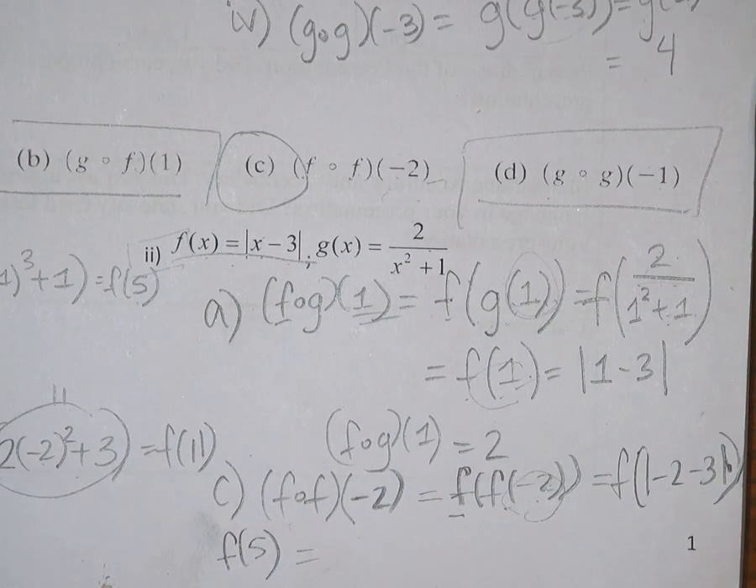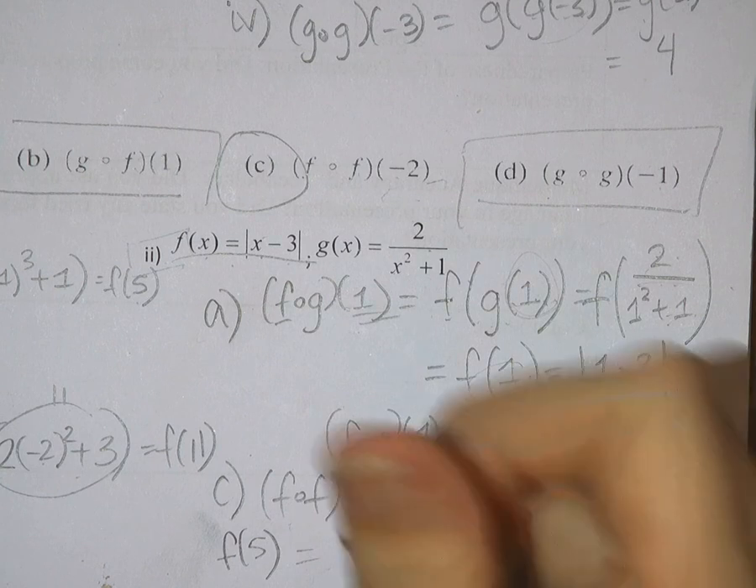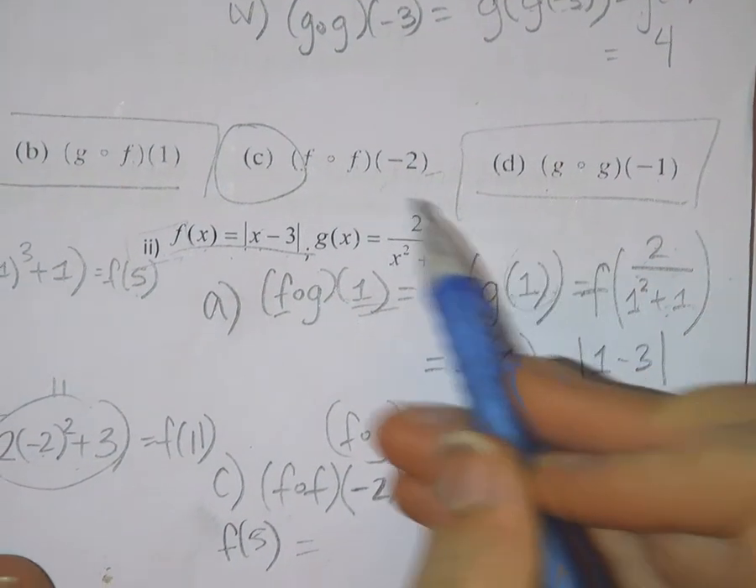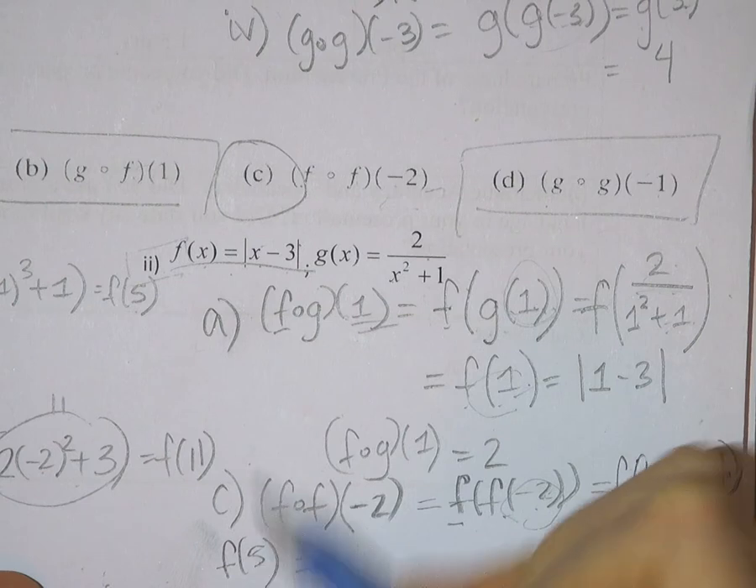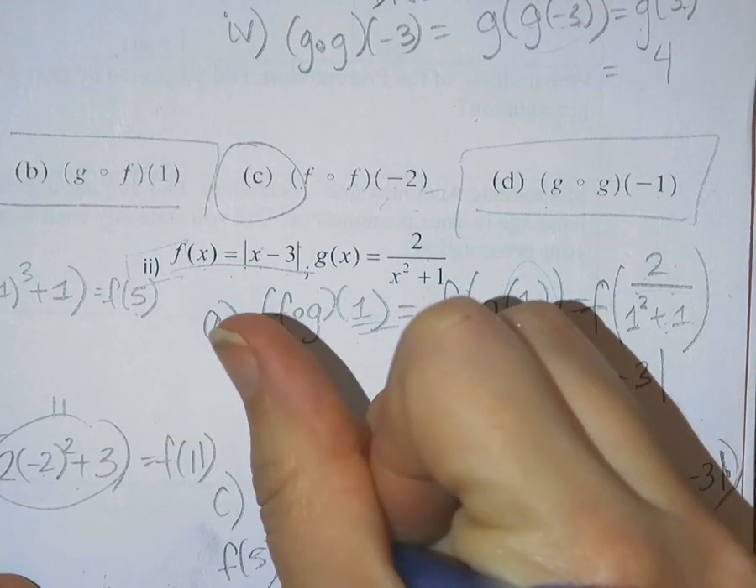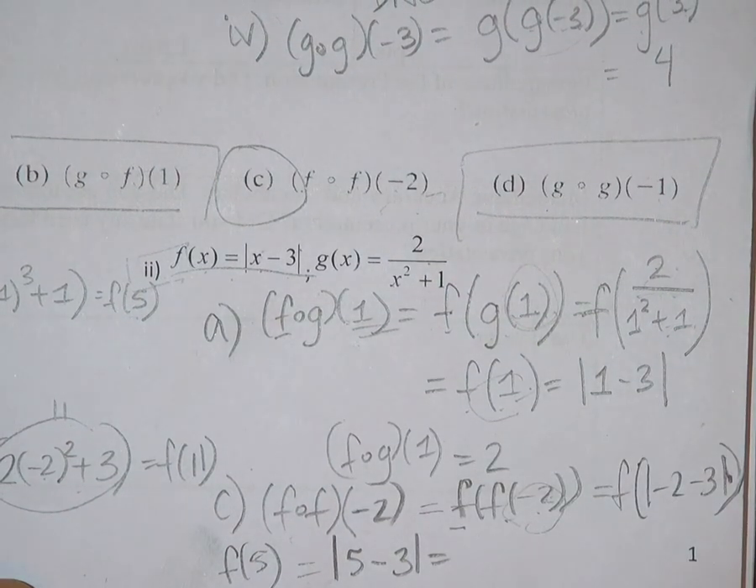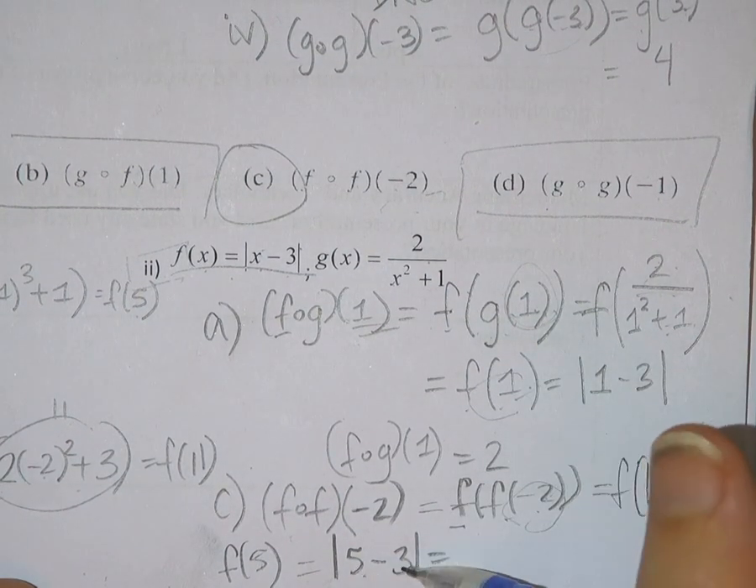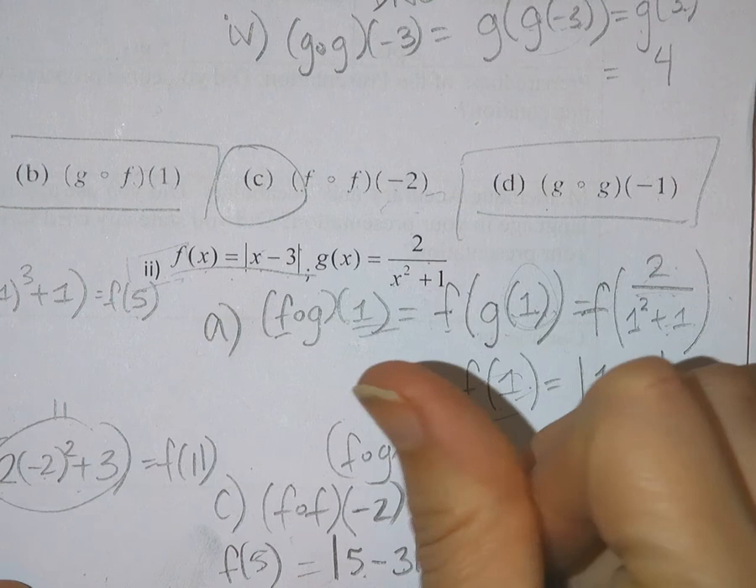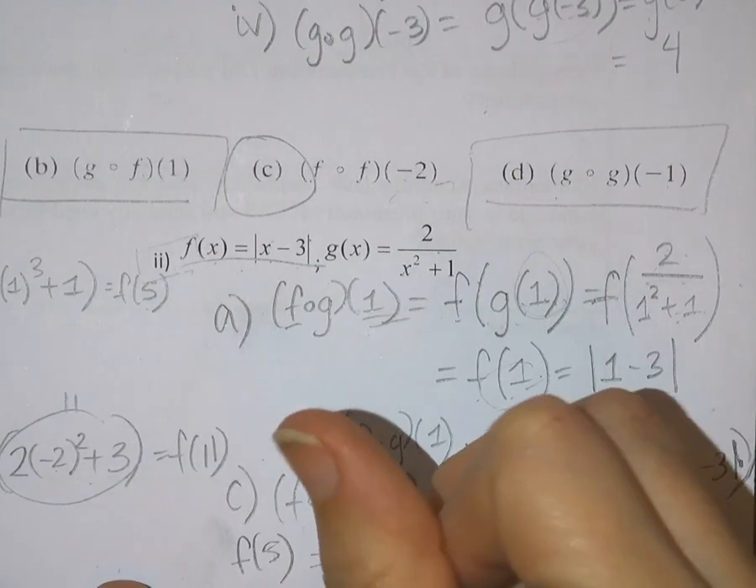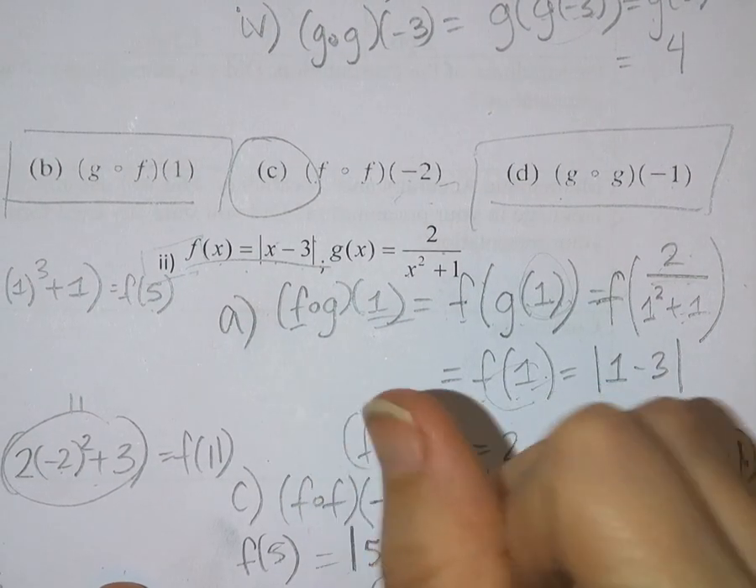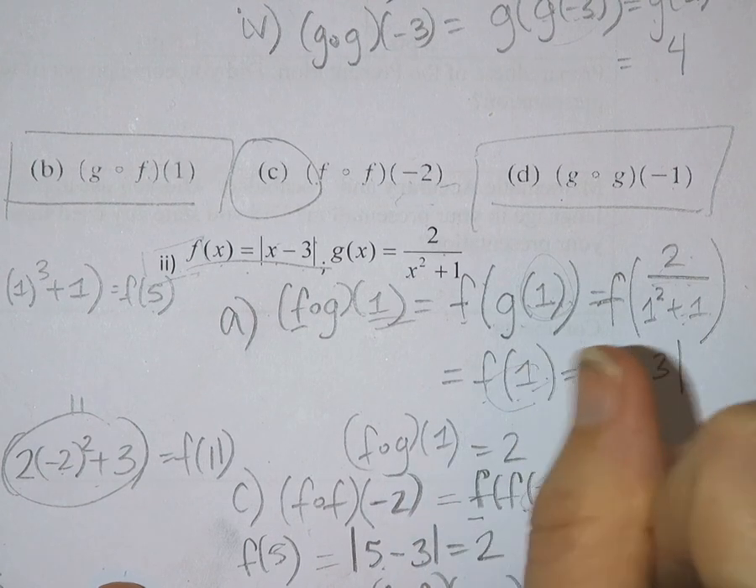Okay. My next step is to find f of 5. So now I'm going to take my function f again, and I'm going to plug in 5 for x. Now 5 minus 3, all in the absolute value. 5 minus 3 is 2. Absolute value of that is still just 2. So then I would say f composed with f of negative 2 is 2.